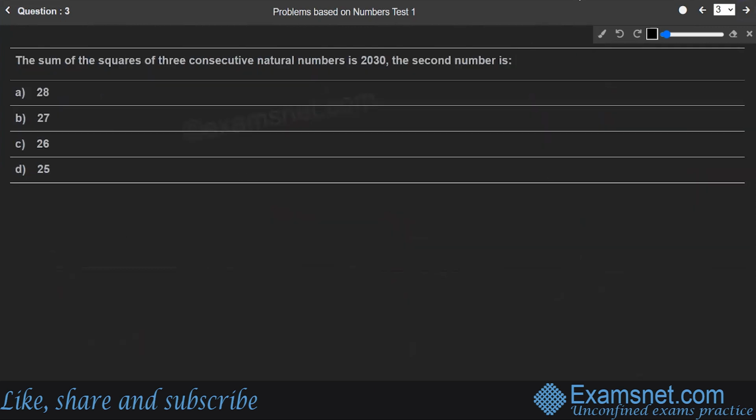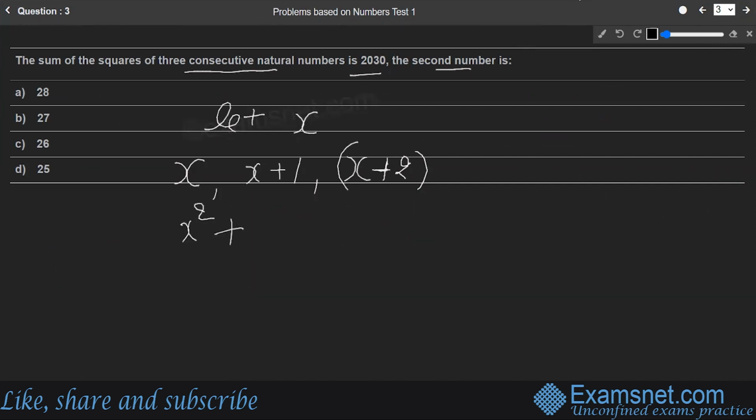Now, the next one is: the sum of squares of three consecutive natural numbers is 2030. So let us assume the first number, let the number be x. Then the consecutive natural number will be one ahead of it, so it's going to be x, then x plus 1. Then the third consecutive natural number will be x plus 2. So they are in a gap of 1. He's saying sum of squares, so we need to do the squares and then add them. x square plus x plus 1 whole square plus x plus 2 whole square is equal to 2030.